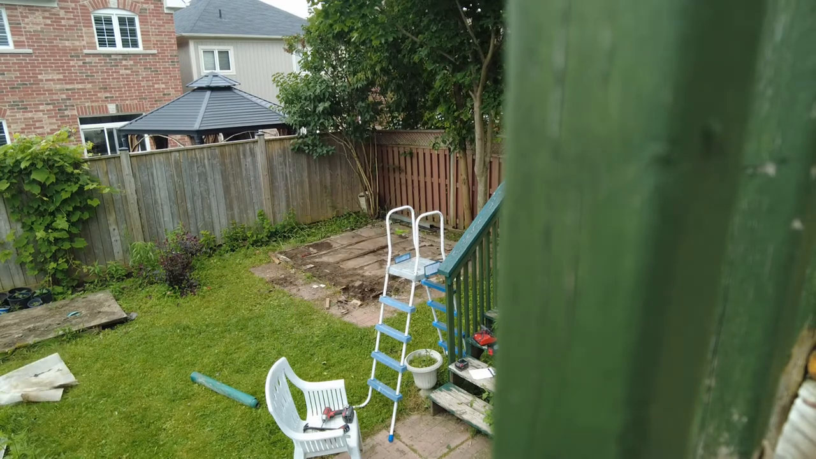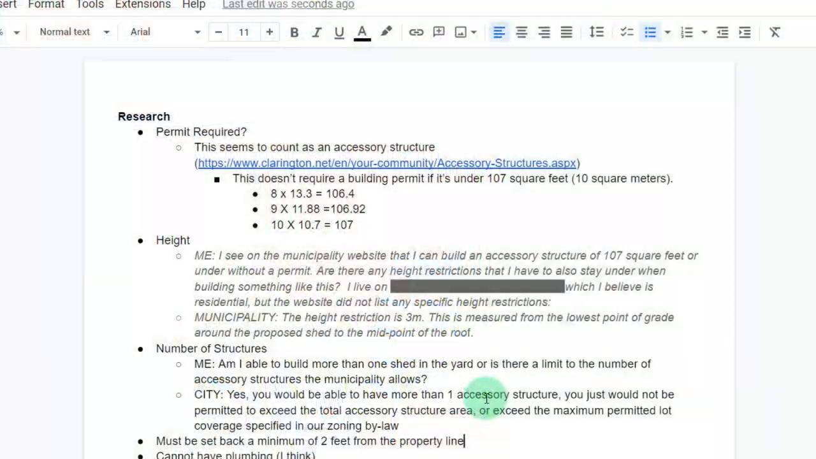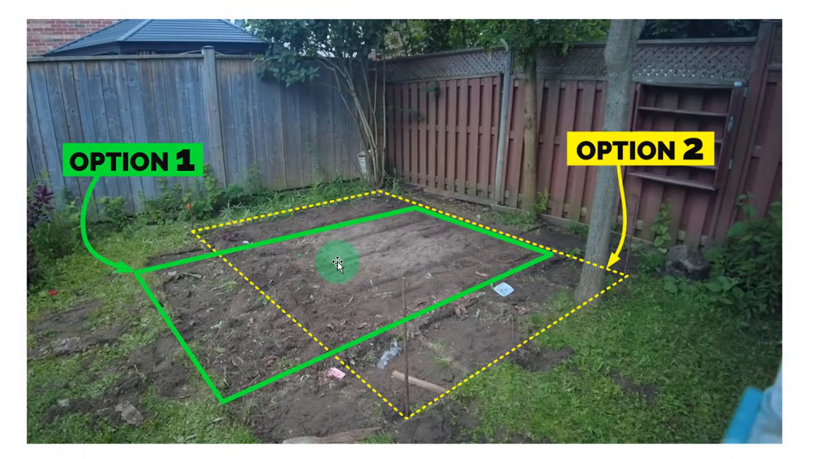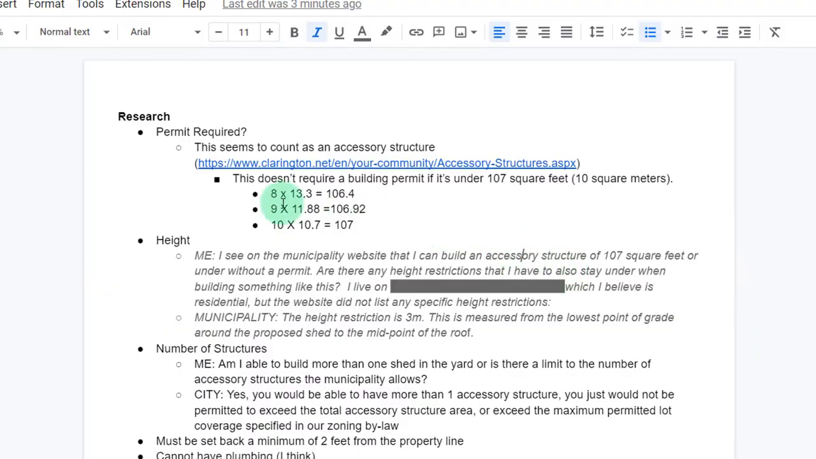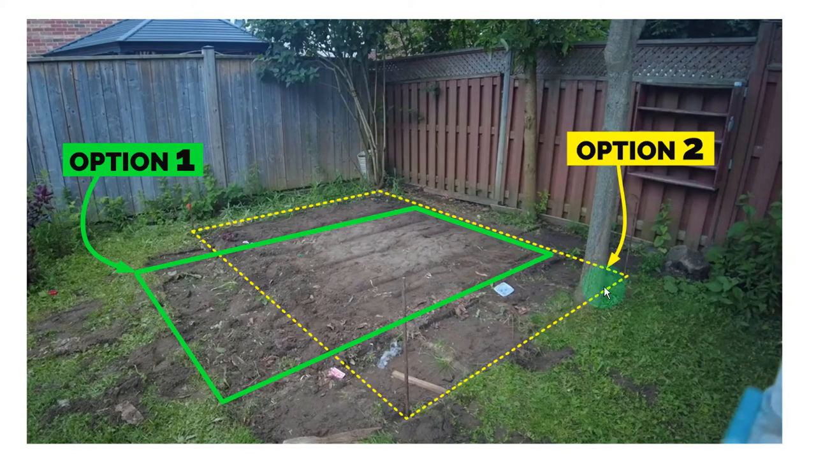We ended up in a place where, given the numbers that we're looking at here, the options are essentially for me to build it this way, which is my preferred option. But the problem with option number two, if I want to go with the rectangle structure, is this. If I go back to my document where I'm tracking these items, if I want to build either an 8 by 13 or a 9 by 12 and a half, I'm going to have to build some sort of a rectangle.